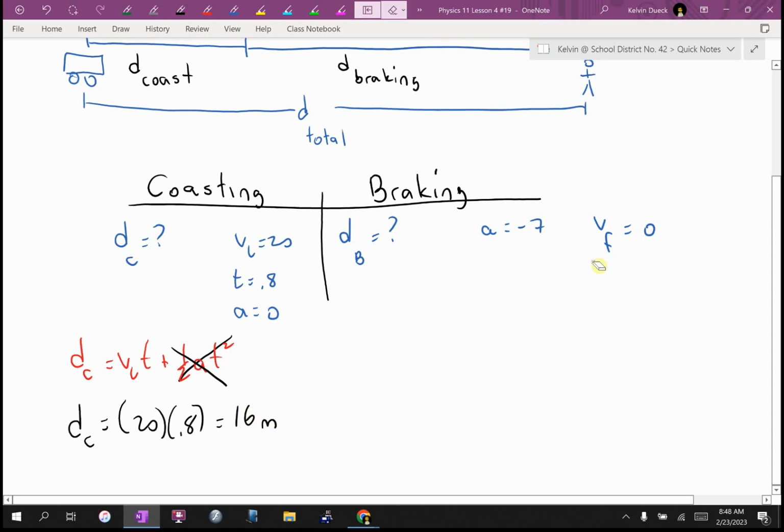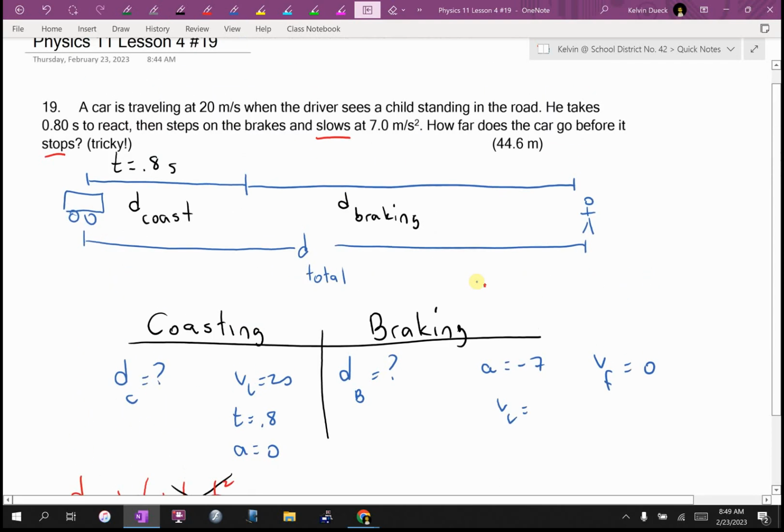What about while braking? What do I need to find D? Well, I could use time, but I don't know time. That 0.8 is with coasting. I do know my initial velocity, because before I hit the brakes, how fast am I going right here? Well, apparently 20. How fast am I still going right here? 20. And right when I hit the brakes? 20.